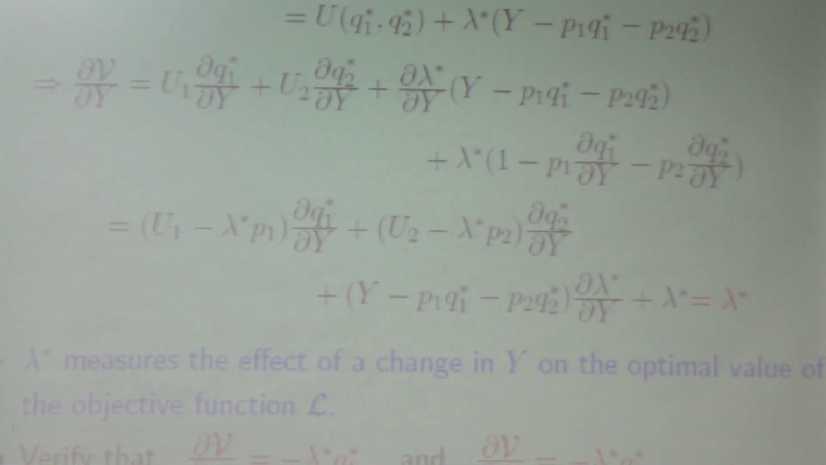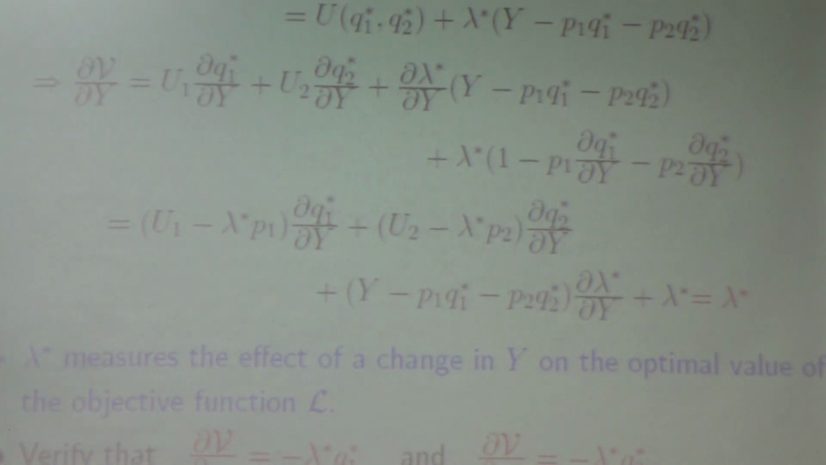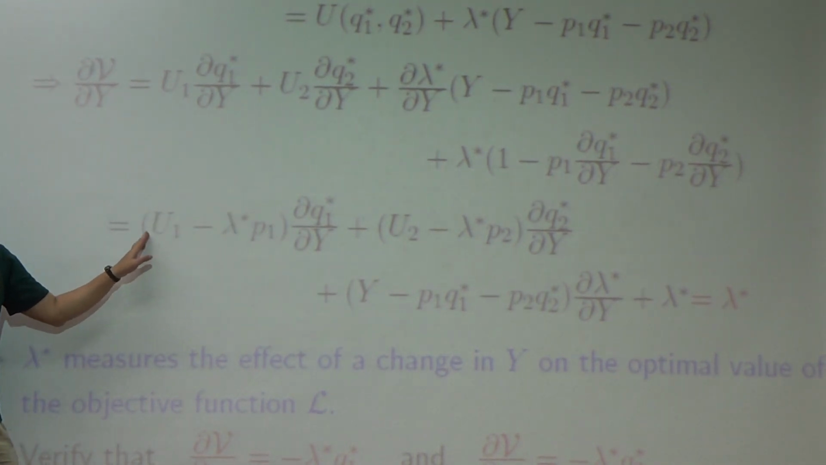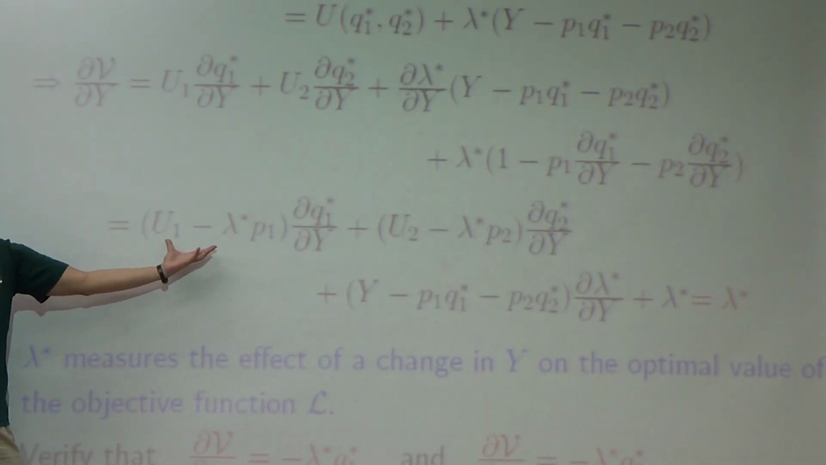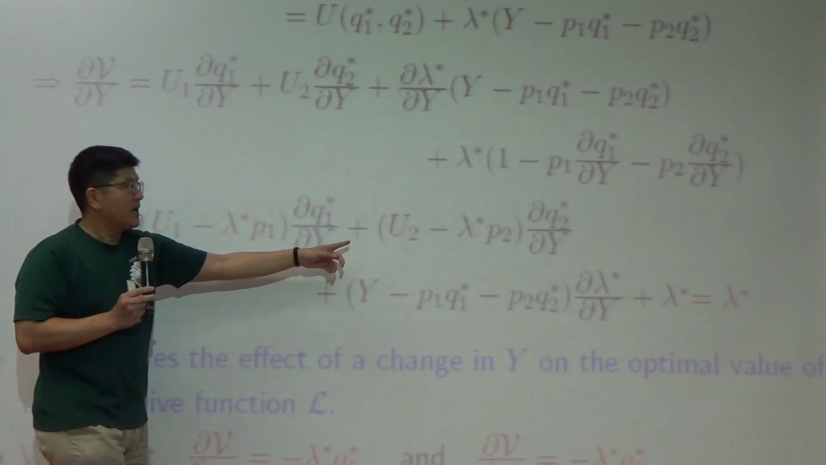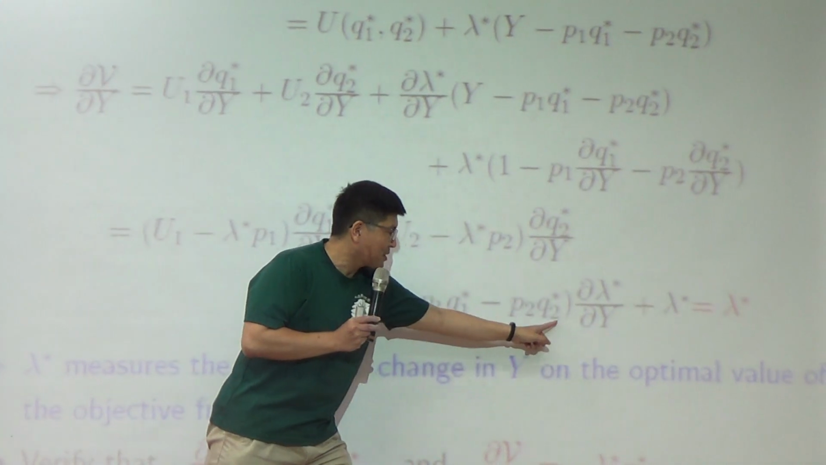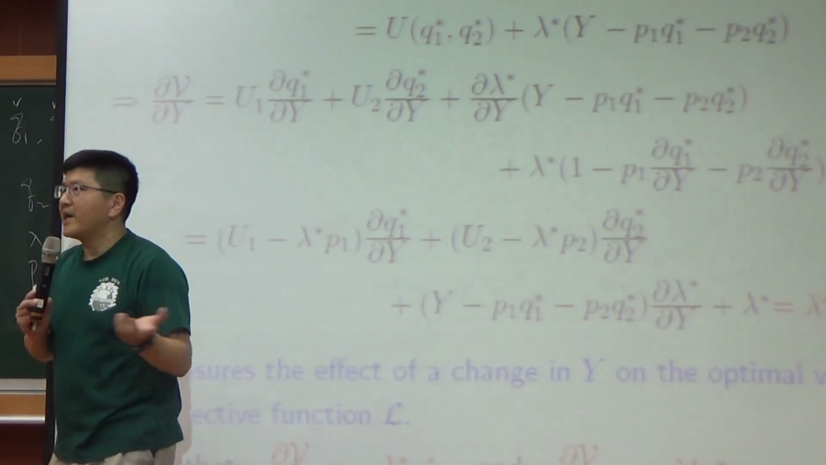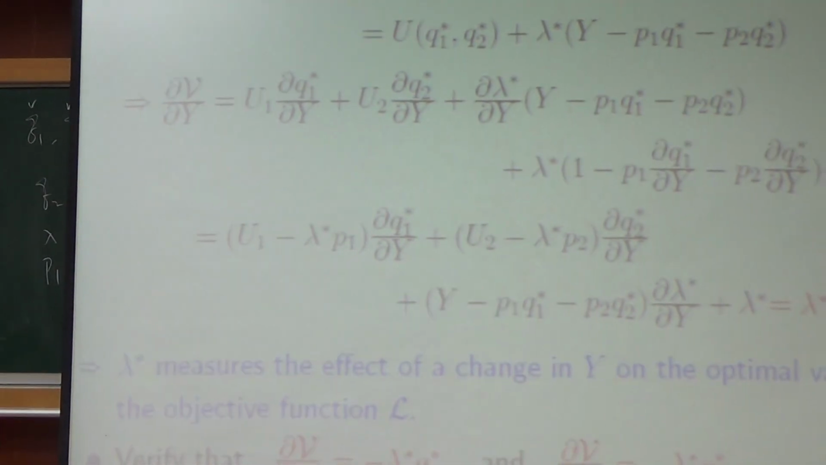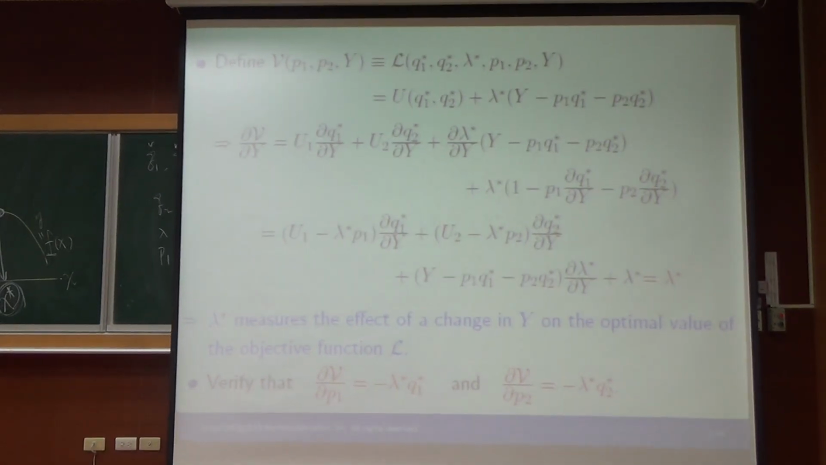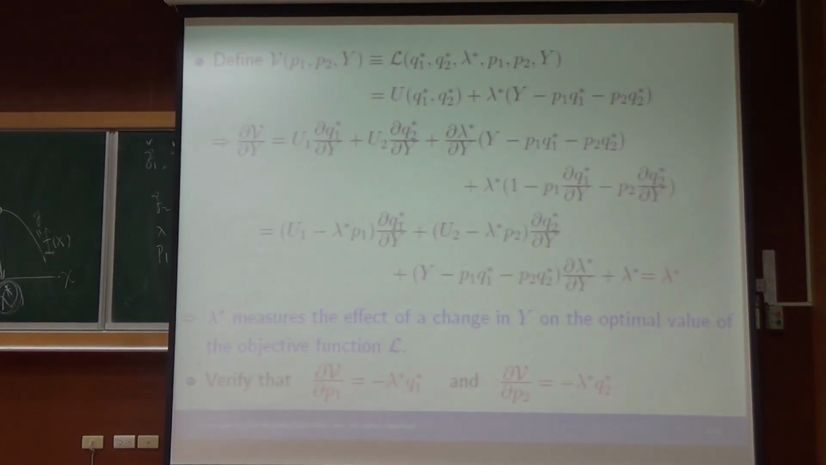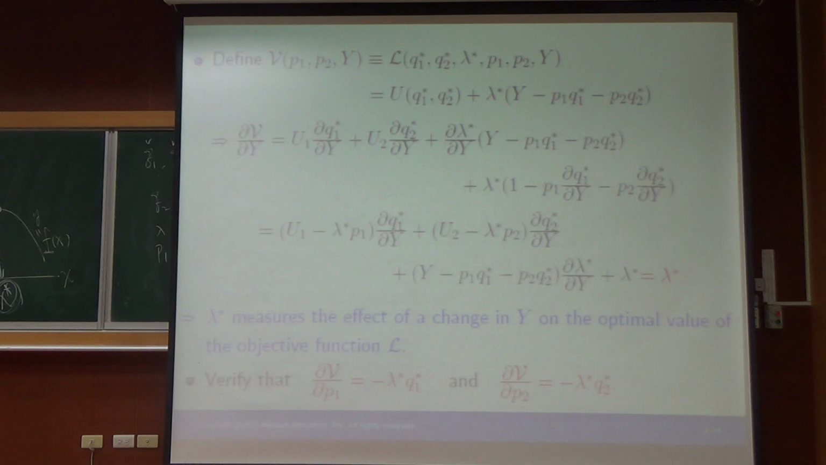Now, here's the magic. This term in the parentheses will be 0. And this term will be 0. And this term will be 0. Why? These three terms in parentheses are all zeros. Why?